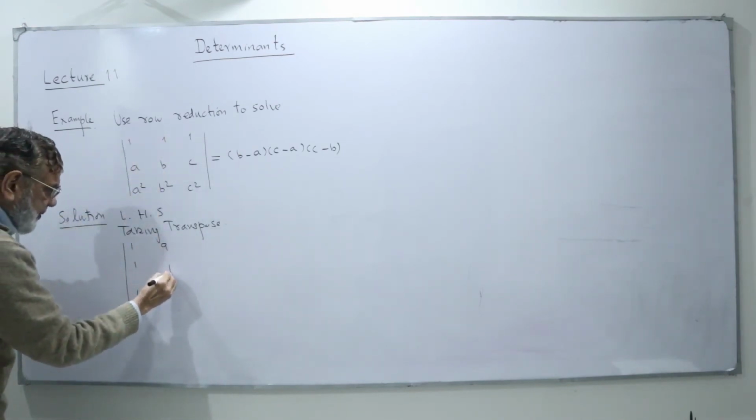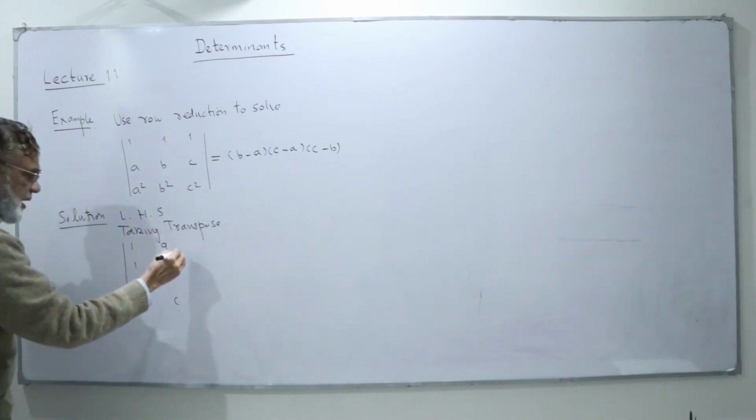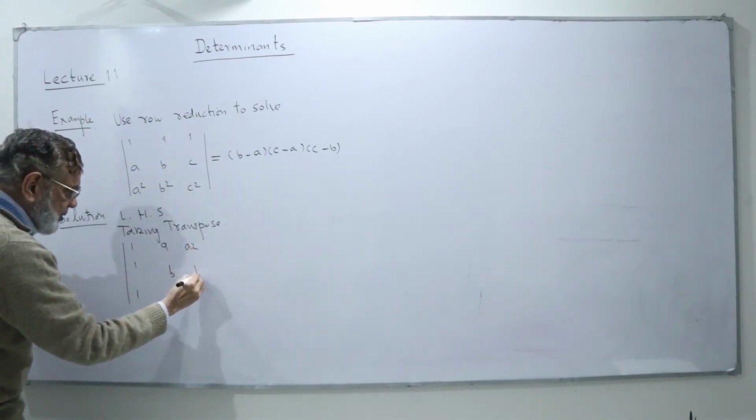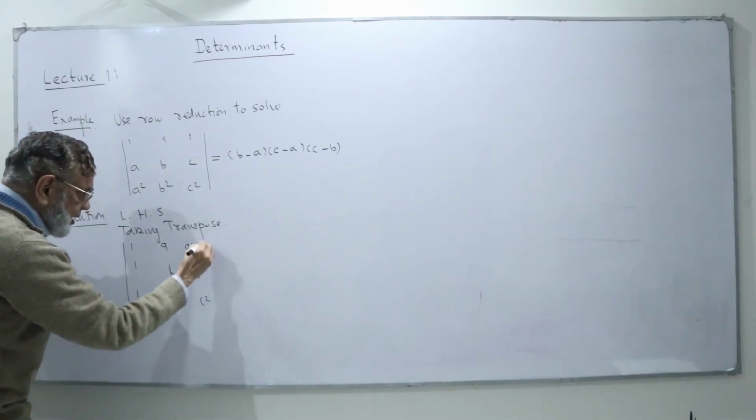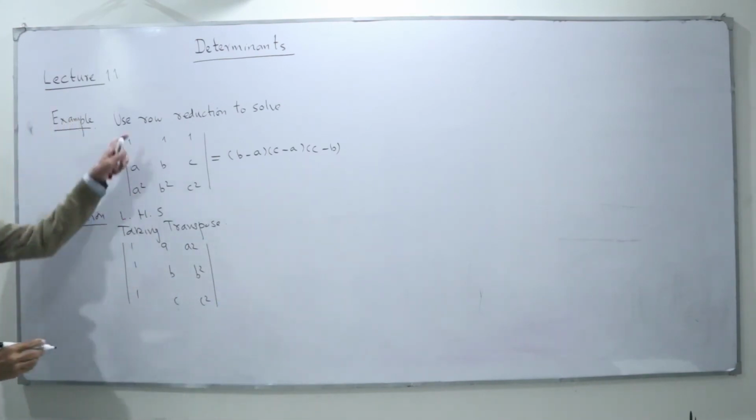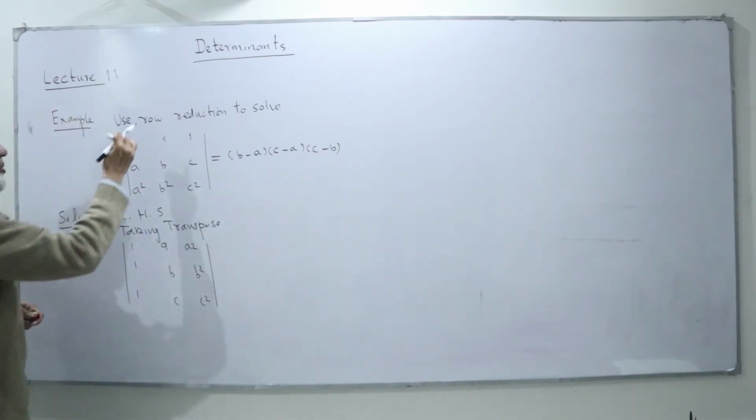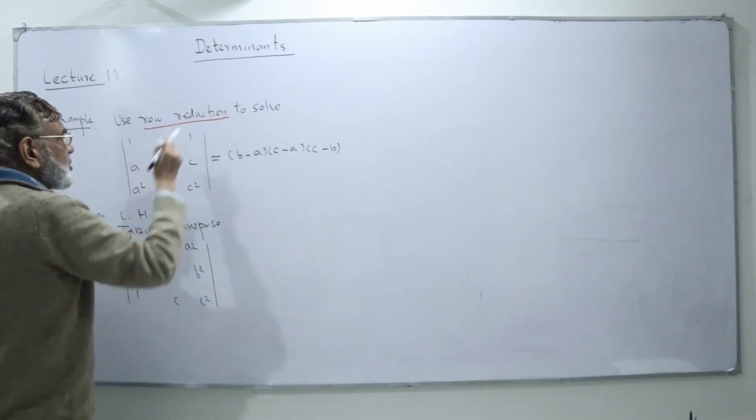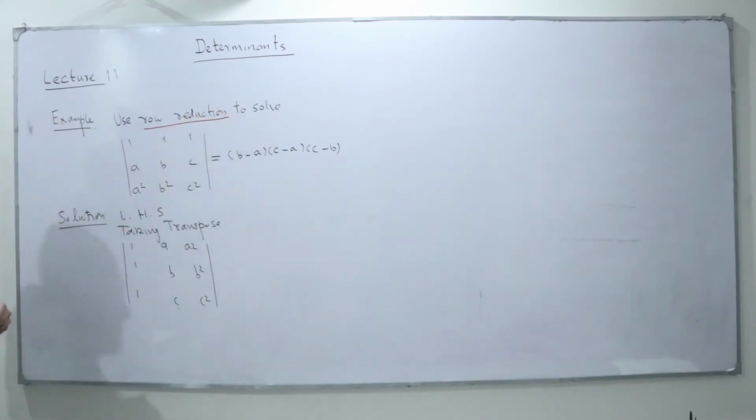We get here A, B, and C. The third row becomes the third column. We get here A square, B square, and C square. So we want to use the row reductions. We try to bring it into the upper triangular form so that we can just take the diagonal elements a11, a22, a33 and get the result.